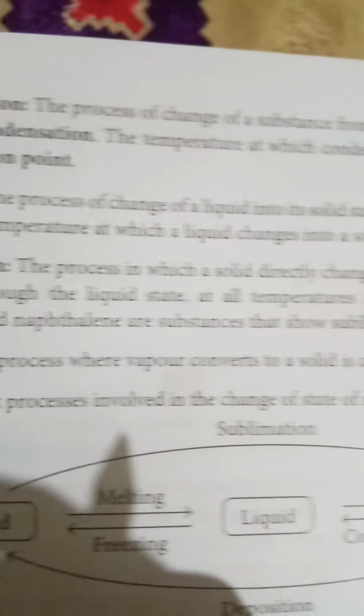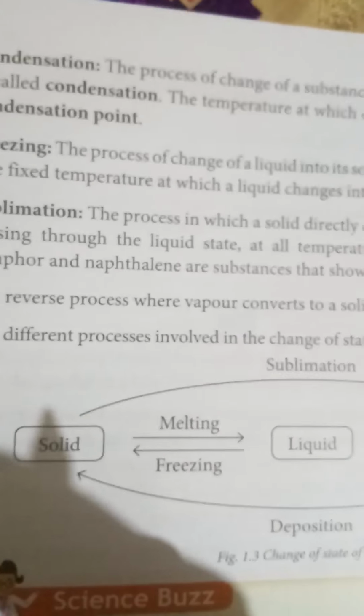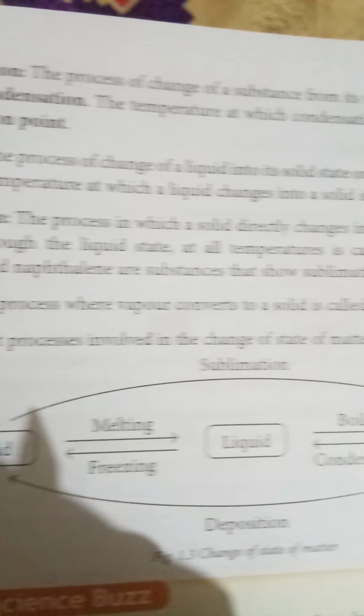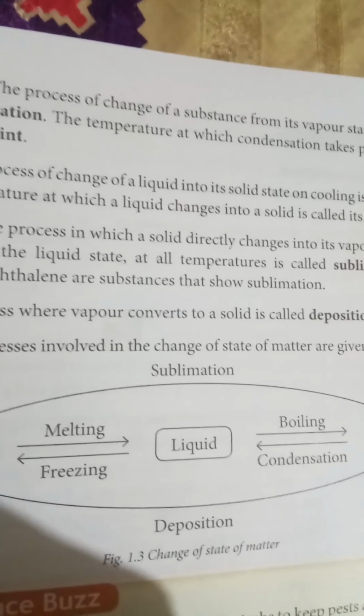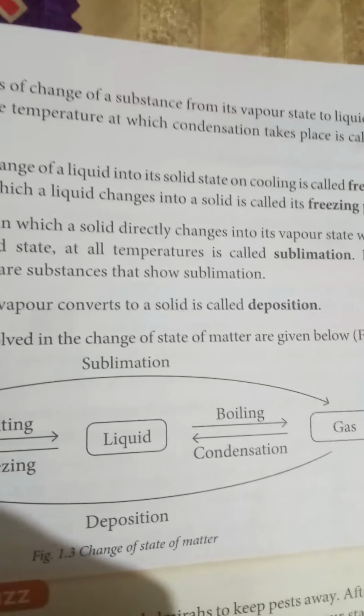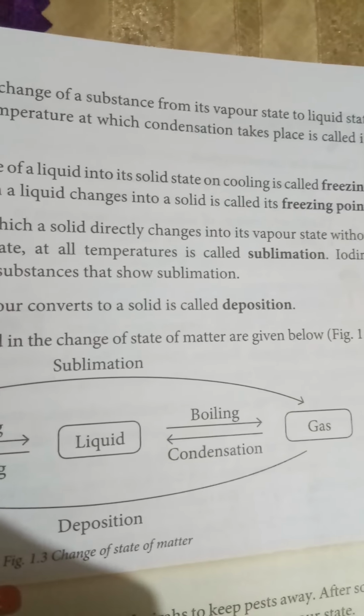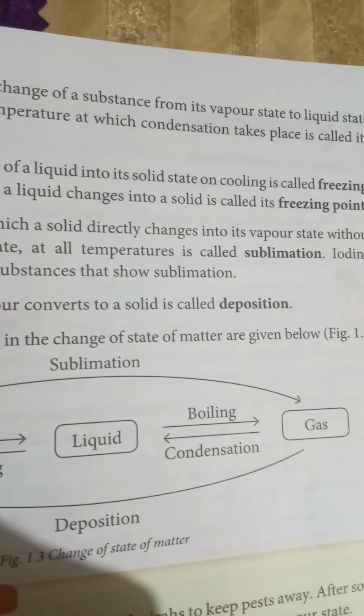Now, the other one is sublimation. The process in which a solid directly changes into vapor state without passing through the liquid state at all temperatures is called sublimation. Here, what you will see is that the solid directly changes into the vapor state without passing through the liquid. It means if you have taken any solid, and it gets directly converted into the vapor state, or vapor appears, or the gaseous state, that stage is called sublimation.